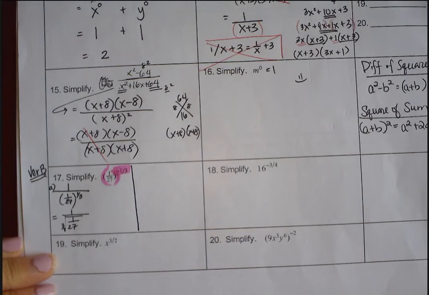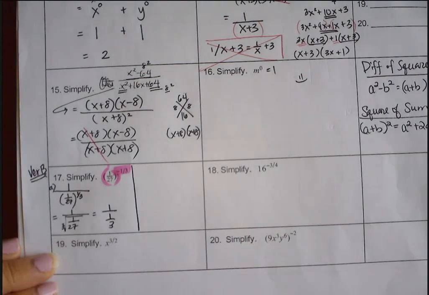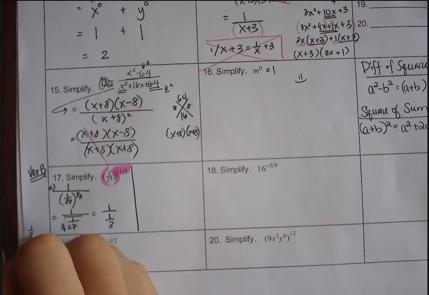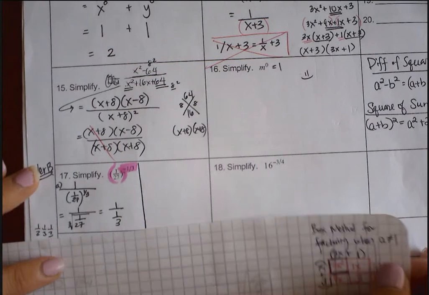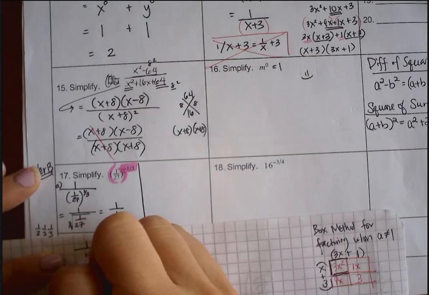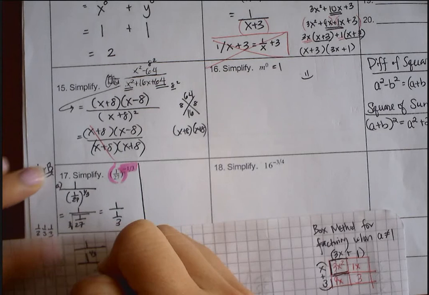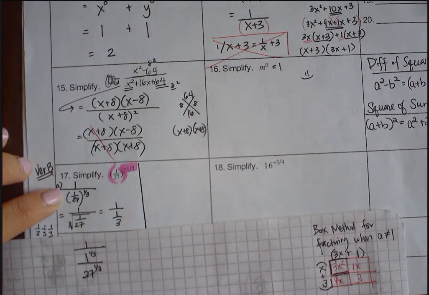If you didn't like that, you could have said, hey, that's 1 over 27, all to the 1/3, which equals the cubed root of 1 over the cubed root of 27. Cubed root of 1 is 1, because 1 times 1 times 1 is 1. And cubed root of 27 is 3, because 3 times 3 times 3 is 27.